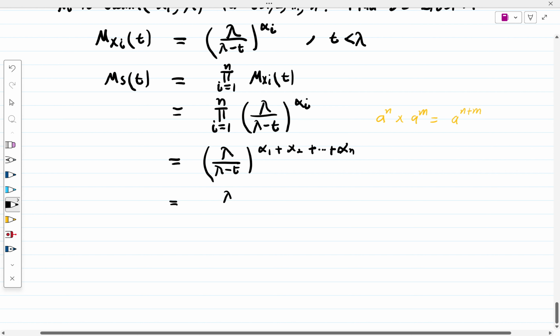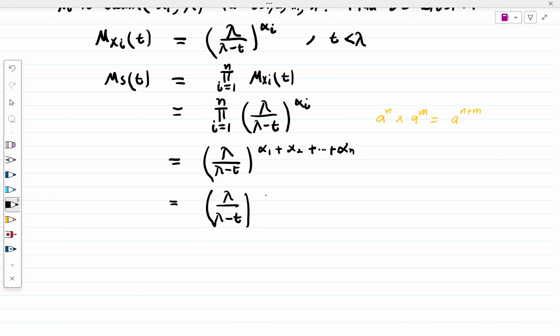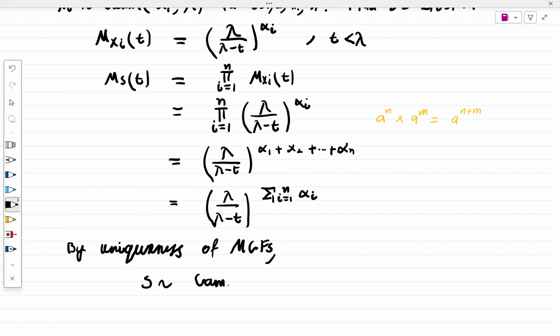And if we want to write this in shorthand notation, it's lambda on lambda minus t all to the power of the sum from i equals 1 to n of alpha i. And what do you know? Again, this also looks like a gamma distribution. It's a gamma distribution with now a shape parameter, not alpha i, but rather the sum of the alpha i's, and still we have the rate parameter as lambda. And so this tells us that by uniqueness of MGFs, S has a gamma distribution with parameters the sum from i equals 1 to n of alpha i, and lambda.